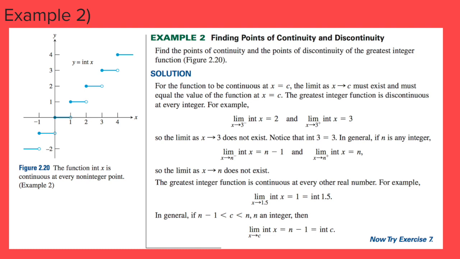This example asks one to find the points of discontinuity and the points of continuity of the greatest integer function, y equals int x. The function is not continuous at every integer, as it jumps to the next integer y at each integer x. It is continuous everywhere else, as the y value doesn't change except at those integers.